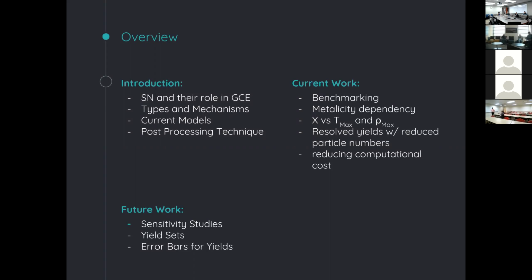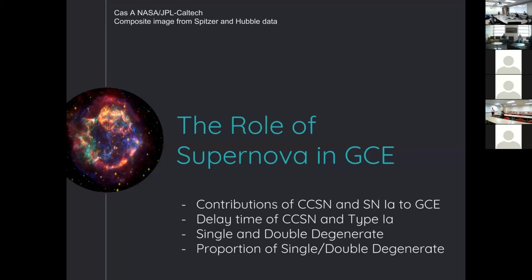And then I'll talk briefly about future work: sensitivity studies, which we think are very realistic and probably not too far away, full yield sets, which may take a little bit longer, and then error bars for yields, which is quite an exciting prospect. Not entirely sure what the results of those will be as of yet. So yes, moving on to the role of supernova in JINA-CEE. I'll talk briefly about the proportion of single to double degenerate, what's the difference between single and double degenerate scenarios, and what evidence we have for supporting them either way.